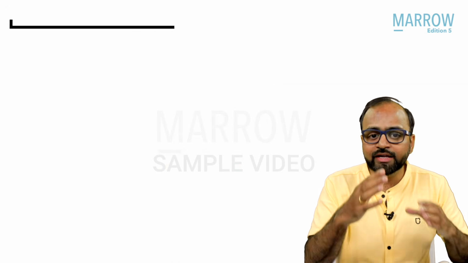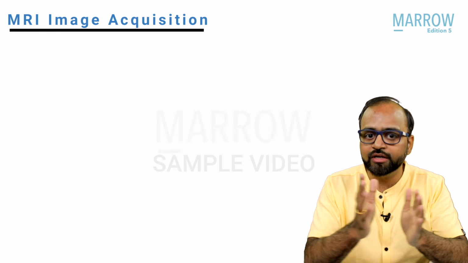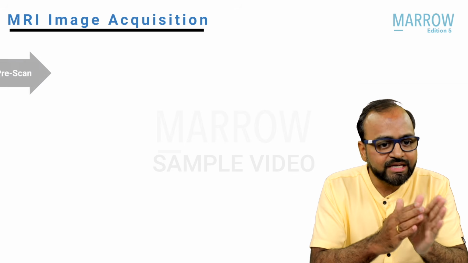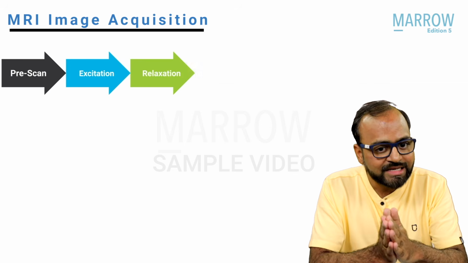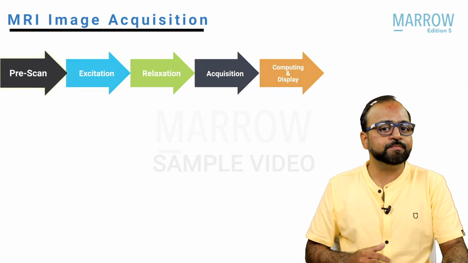Now let us see how the MRI signal is obtained. MRI image acquisition can be divided into 5 discrete phases. Let us quickly look at them one by one: pre-scan, excitation, relaxation, acquisition, and computing and display. So let us start with the pre-scan.